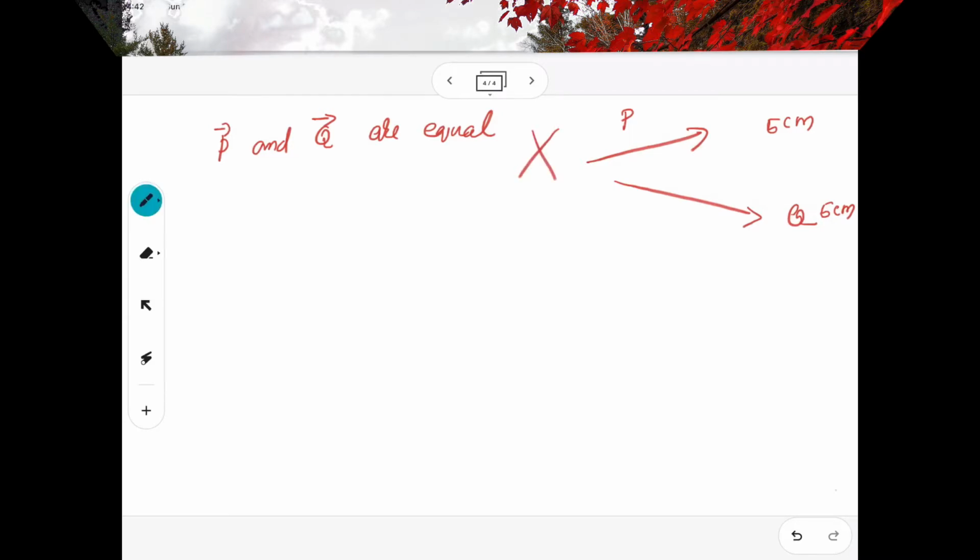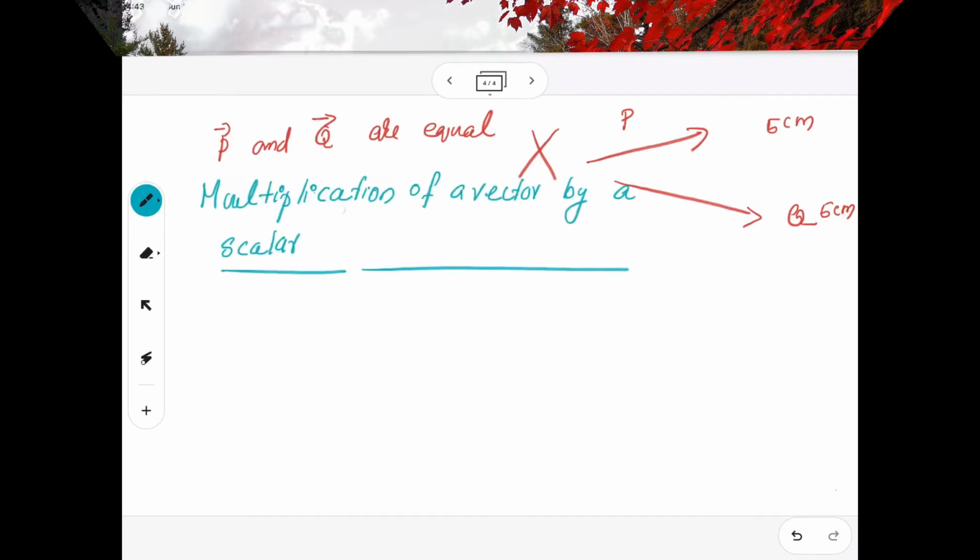Multiplication of a vector by a scalar. So the next topic is multiplication of a vector by a scalar. Here I am considering a vector OB, shown like this. This is OB. I am multiplying this vector OB with a particular constant, for example 2. So what will 2 times OB be, and how can you represent that vector?